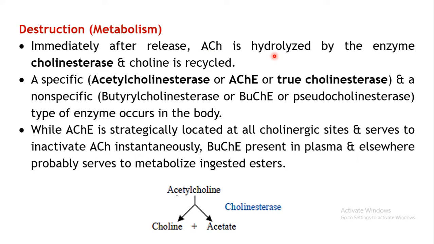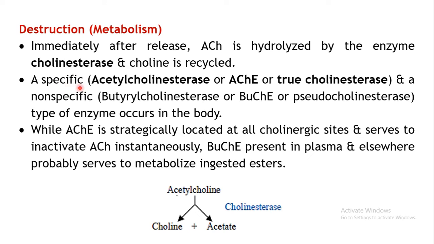Its lifespan is very short, so it immediately gets hydrolyzed with the help of this enzyme cholinesterase. So this is the enzyme involved in the metabolism of acetylcholine, which is mainly metabolized by the process of hydrolysis. Now this enzyme cholinesterase is found in two forms.